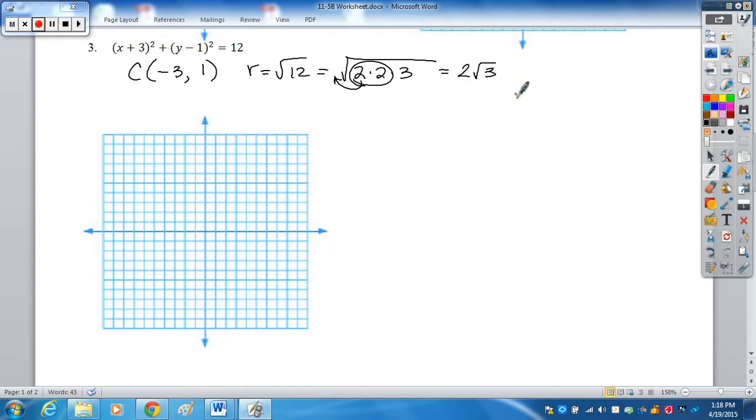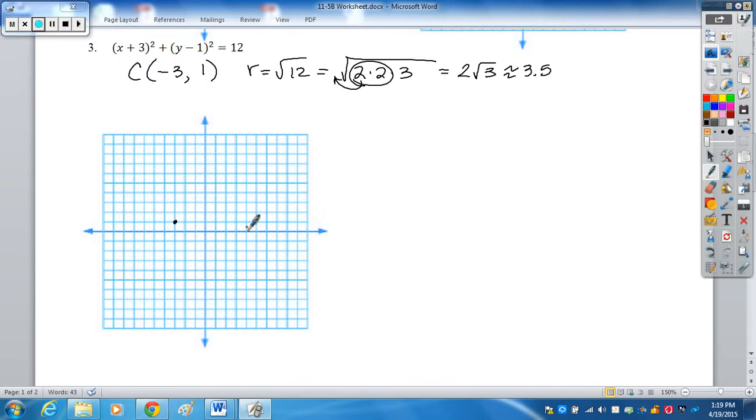But that doesn't necessarily help us when we want to graph it, because we don't know what 2 radical 3 is. Is that 2 point something? Is that 3 point something? That's when we're going to pull out our calculator. We type in 2 radical 3, and we get approximately 3.5 as the radius length. So make sure when you graph this, at (-3, 1), that you go 3.5 units in the 4 different directions from there to graph your circle.